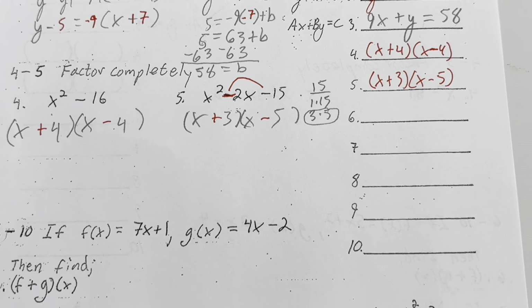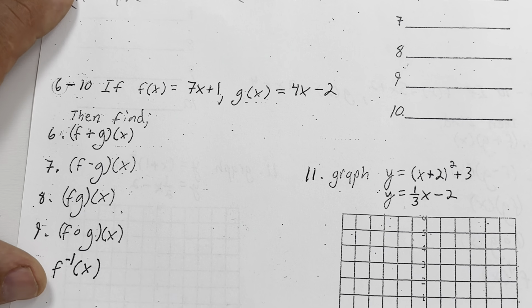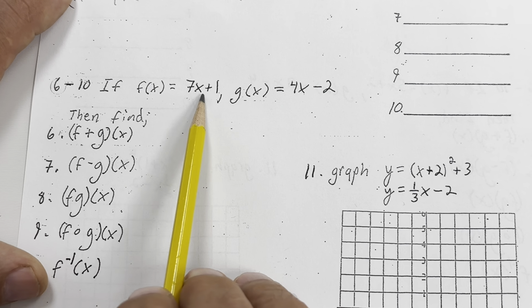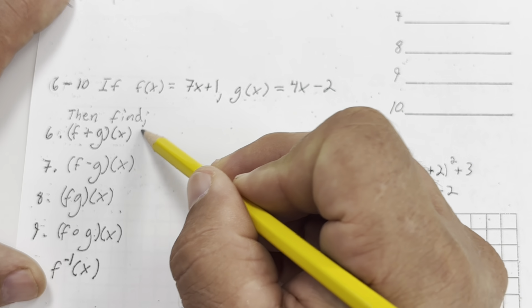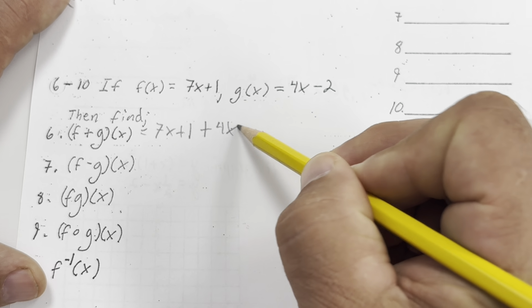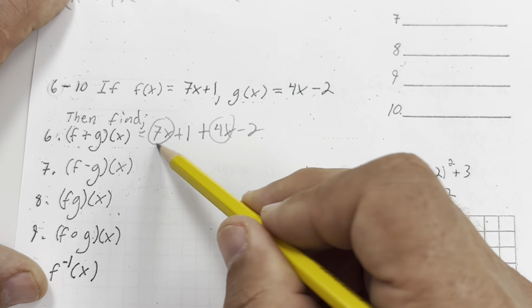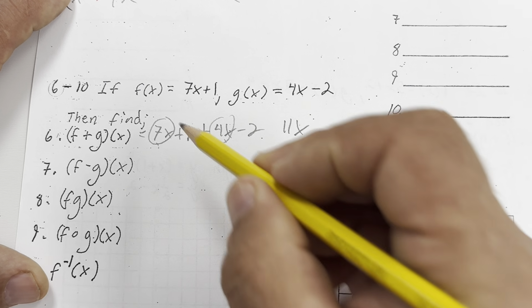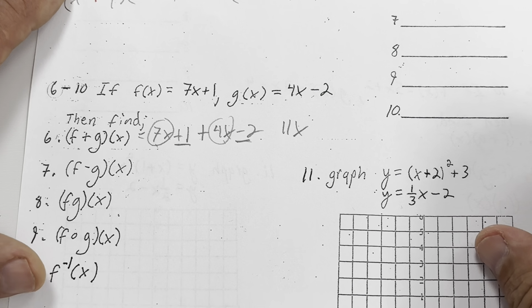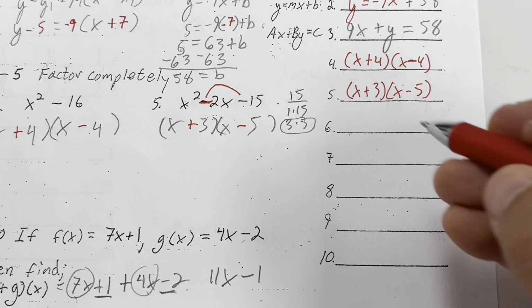Number 6, 7, 8, 9, and 10. These are composite functions. So I want to add 7x plus 1 plus 4x minus 2. So that's going to equal 7x plus 1 plus 4x minus 2. And this is kind of basic. All we have to do is combine like terms. So 7x plus 4x, that's 11x. And then 1 minus 2 is negative 1. So our answer is 11x minus 1.